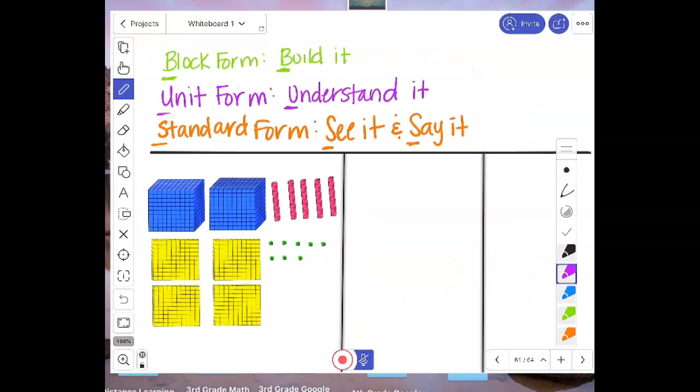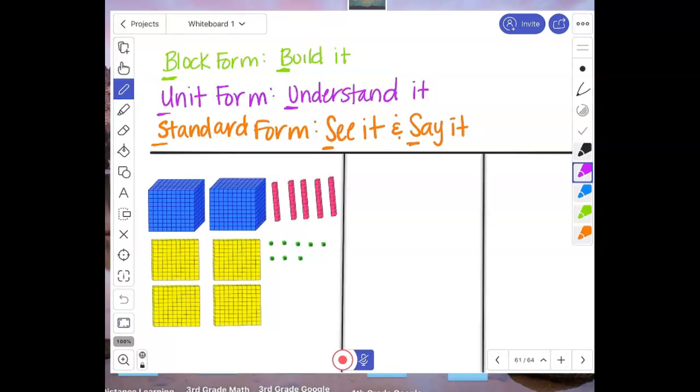So I've built a number here. There are 3 different types of forms that we're going to talk about today. We've got block form, unit form, and standard form. And you're probably thinking, why do I need to know all of that? The reason is, and we're only focused on this week, that there are many different ways to express a number in our place value system.